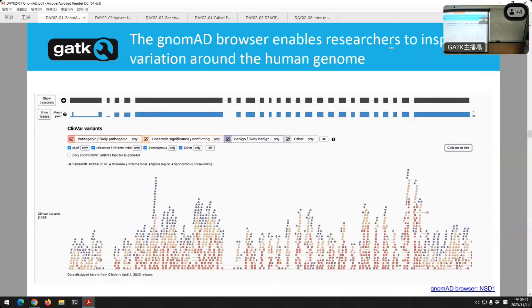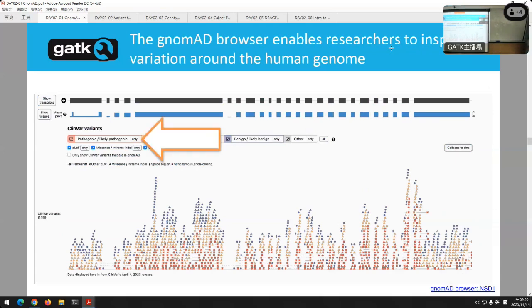Below that, we are looking again at variants that were reported in the ClinVar database. And we can see that some of those were reported to be pathogenic or likely pathogenic. Some of those were variants of uncertain significance, or there were conflicting reports of pathogenicity. And some of those were reported as benign or likely benign. They were ruled out as being causes of disease. And we can see how they're distributed across this gene.